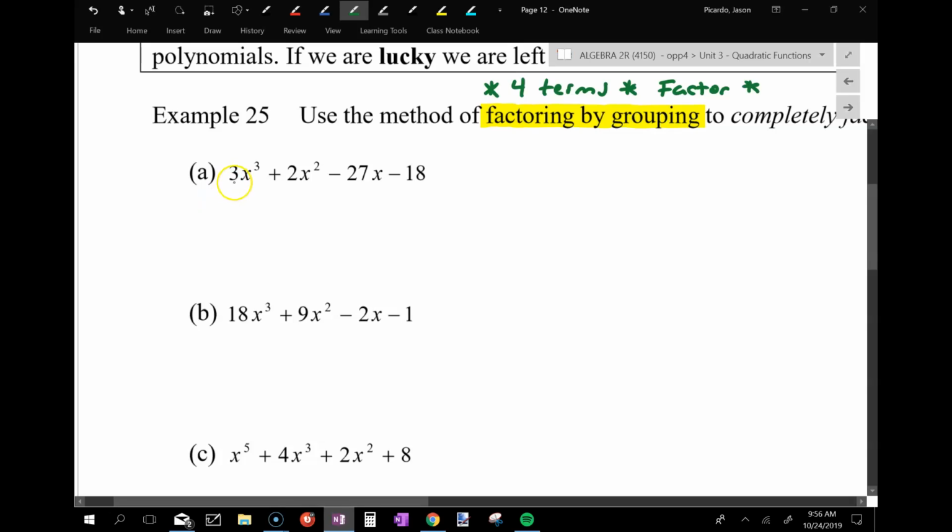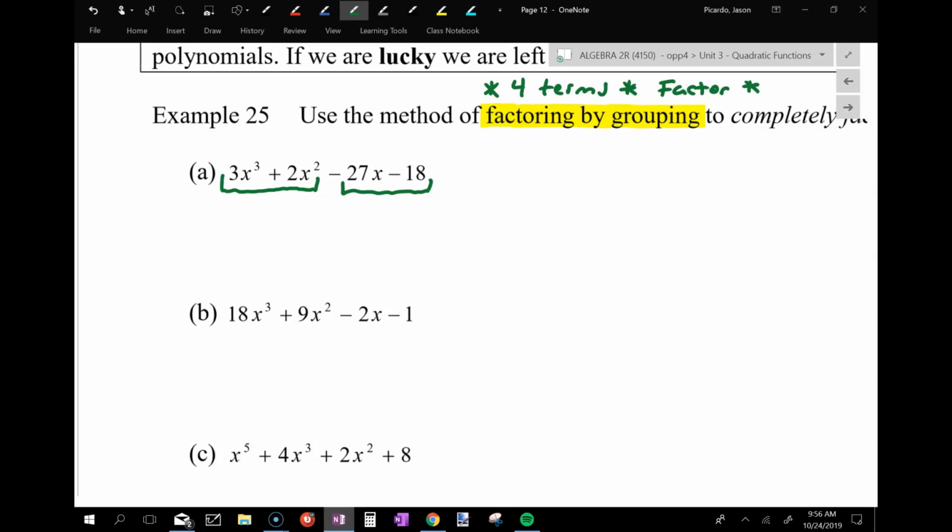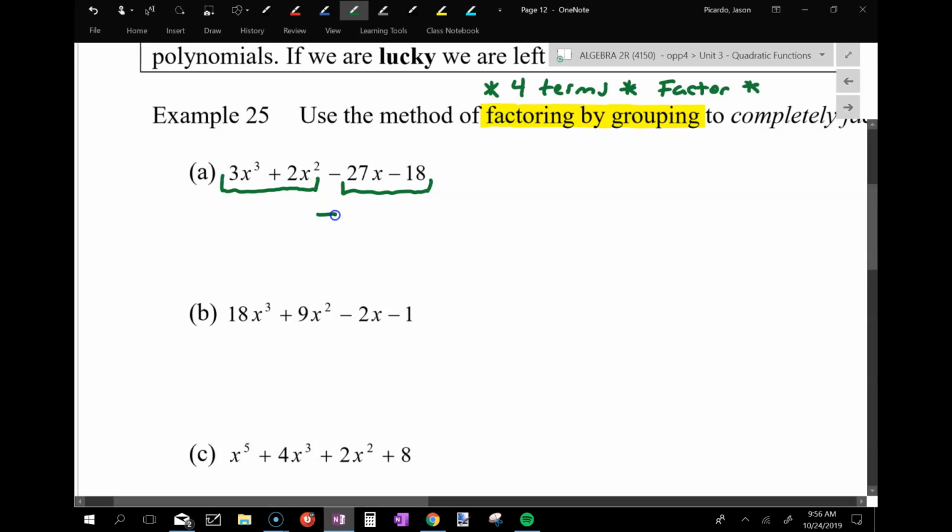Step number 1. Create your two groups. Now, what do you notice about the sign between the two groups? All right, it's negative. So I'm always going to put a negative sign there.